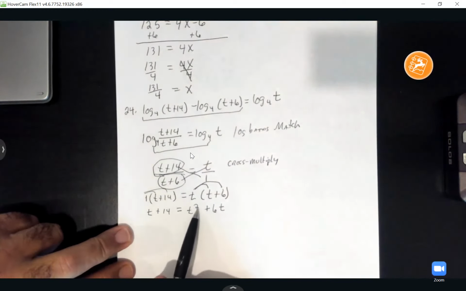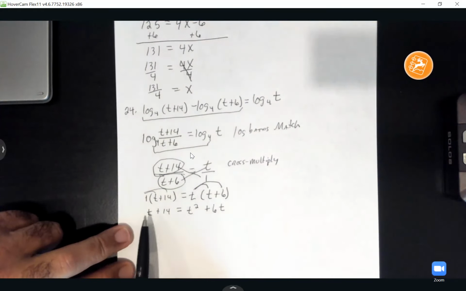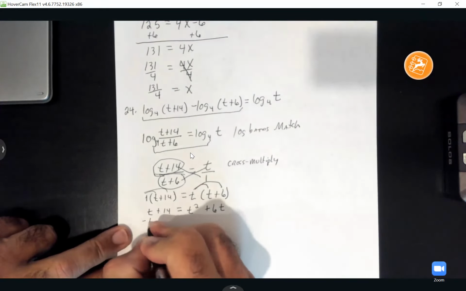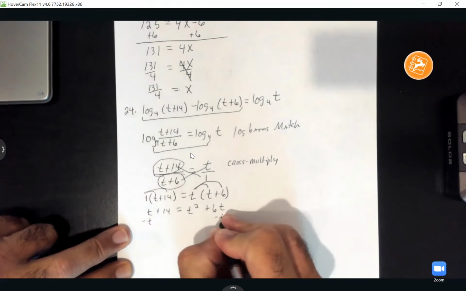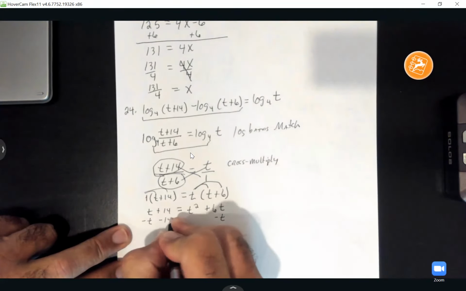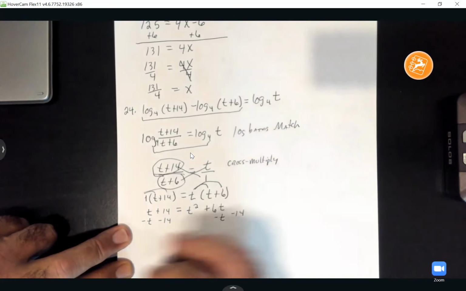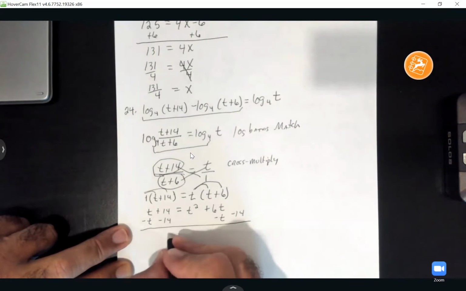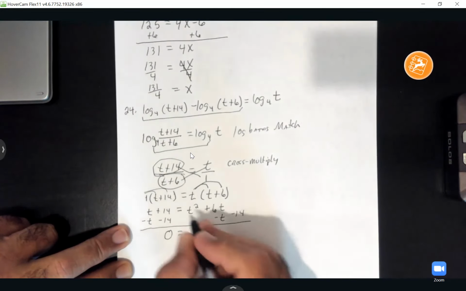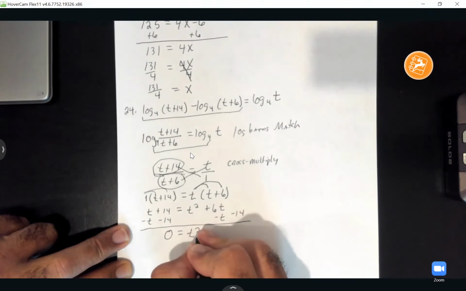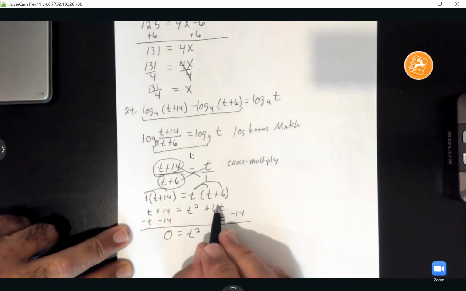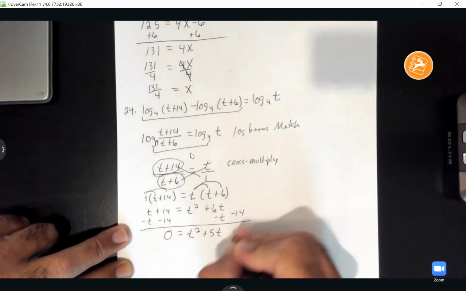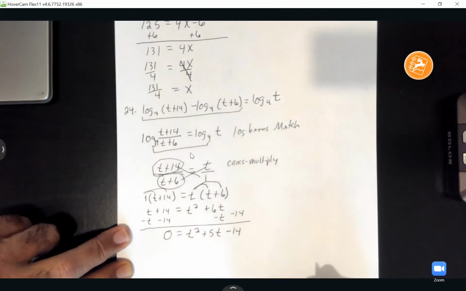So since I got this t squared, I need to move all these over to this side. So y'all, I'm going to subtract a t from both sides. And I'm going to subtract a 14 from both sides. That way on this side now is a big 0. I'm going to bring down my t squared. 6t minus the 1t left me 5t. And then bring down my 14.